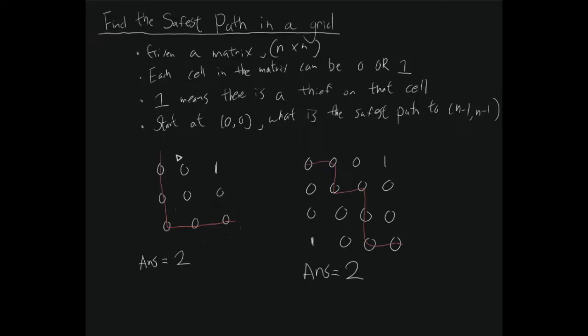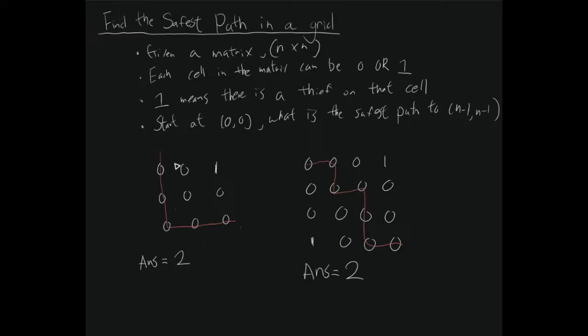Our goal for this problem is to find a path from 0, 0, which is your starting point, all the way to n-1, n-1, which is your ending point, which is also the bottom right. So basically you're trying to go from the top left to the bottom right and find a path to it. And each time you can go in 4 directions: left, right, up, and down.